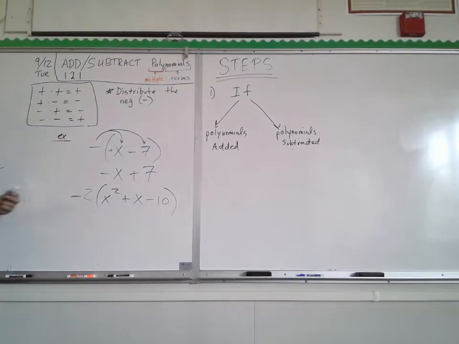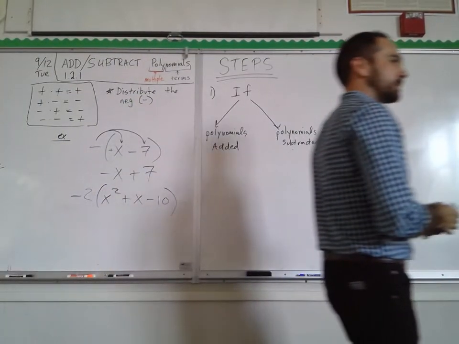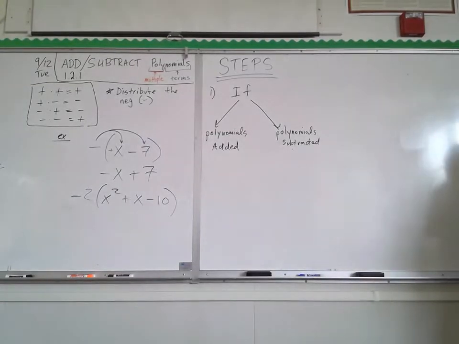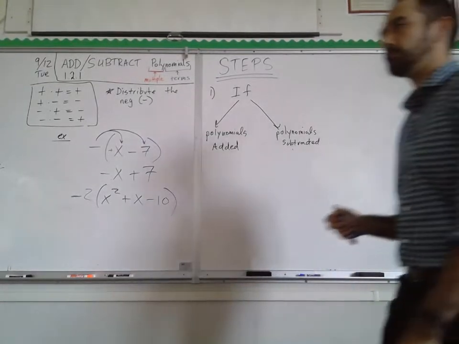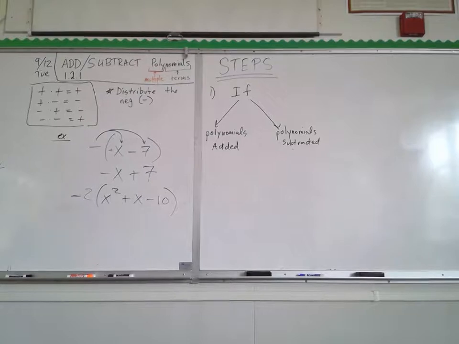Go ahead and distribute that negative 2. Now it just has a 2 value into each of those terms. Okay, check with your neighbor, make sure that you're on track.